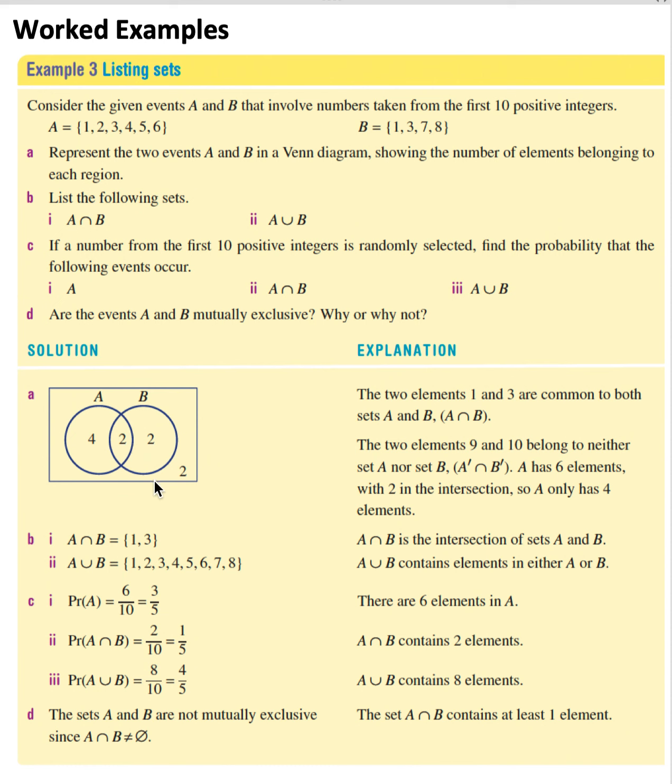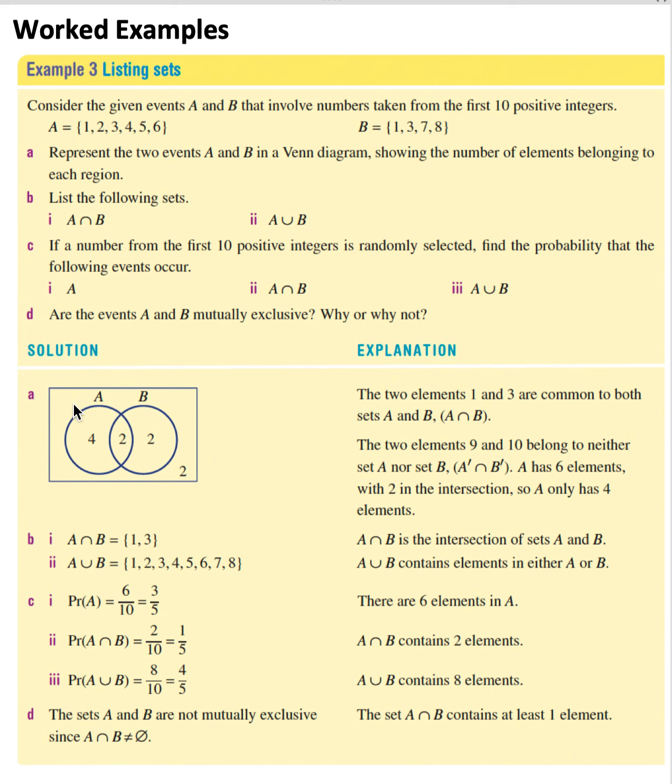Now, this is where we've got to look at the question. It says we're looking at the first 10 positive integers. We've got 6 in set A, and then not including any overlaps, we've got another 2 in set B. So that's a total of 8 elements. So there's 2 left over, and that's why we write this 2 down here. It's the 2 elements that don't belong to any set.